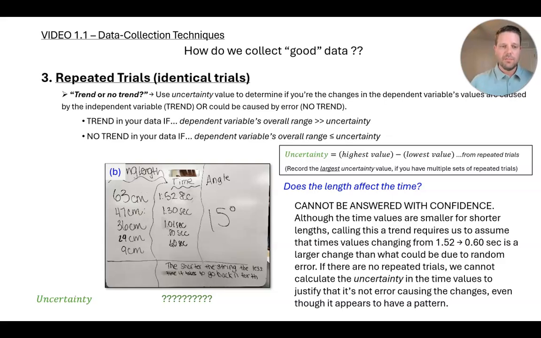You're kind of estimating what you think it is based on how much you think the time values can be off by. Assuming the time values can be off by several tenths, this looks like it's changing by more than a couple tenths as it goes from 1.52 to 0.6. But we can't confidently say that because we didn't actually get that uncertainty in the time values.